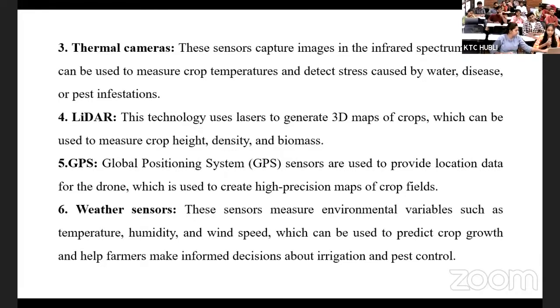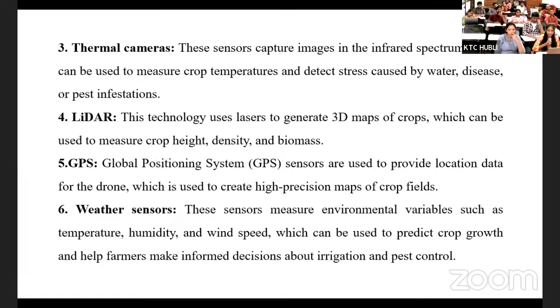LIDAR. This technology uses lasers to generate 3D maps of crops, which can be used to measure crop height, density, and biomass. GPS positioning system. Sensors are used to provide location data for the drone, which is used to create high precision maps of crop fields.